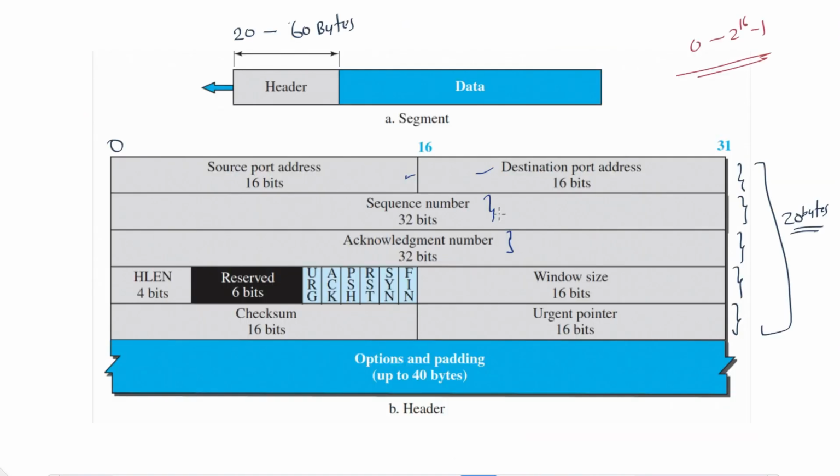Now, the sequence number, I hope that is clear. That is just the first byte number in the segment. The acknowledgement number is just the next byte number that the receiver is expecting to receive. So these two fields are clear. Header length is exactly the same as the IP header length, which means if I have a 20 to 60 byte header, then if I have 20 bytes, the header length will be 5, and if I have 60 bytes, the header length will be 15. So here also we have a scaling of 4, just as in the IP header.